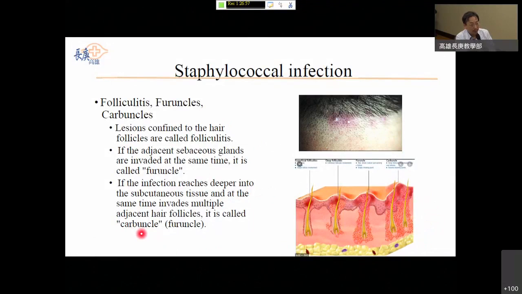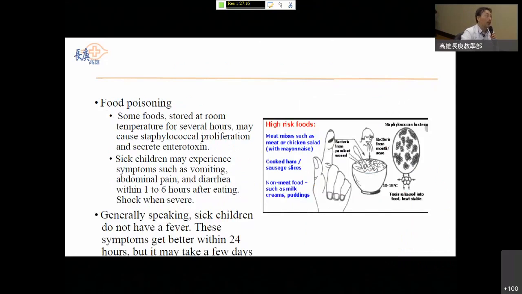So does anybody know the difference between folliculitis, furuncle, and carbuncle now, okay? And this is all caused by staphylococcus infection. And staphylococcus infection will also cause food poisoning.